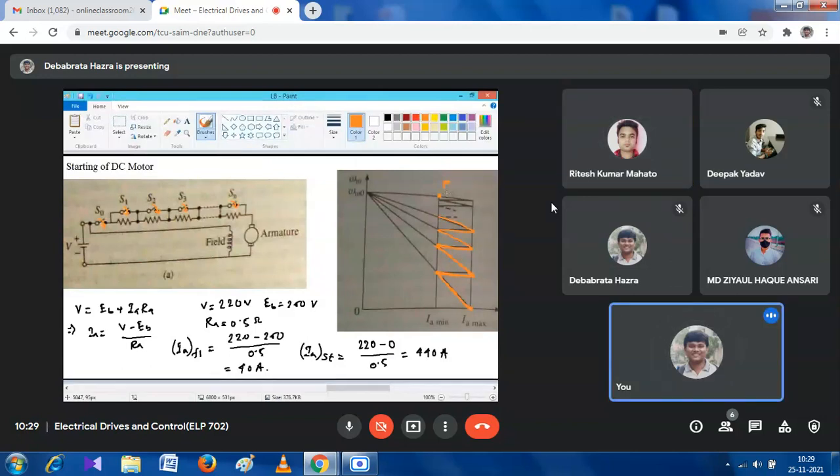You can use manual starter or automatic starter.